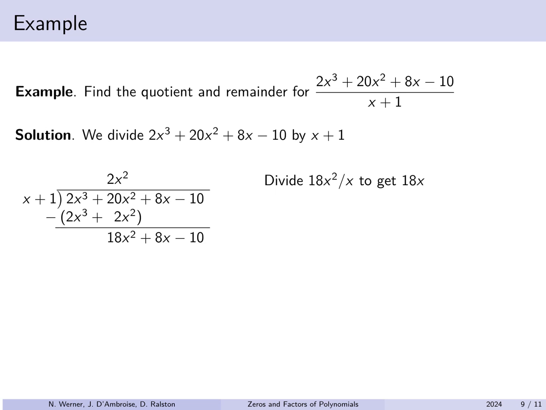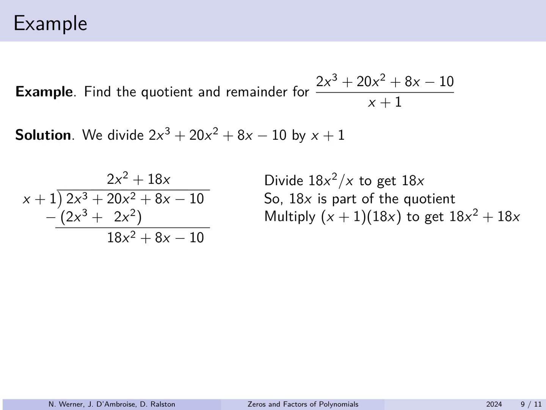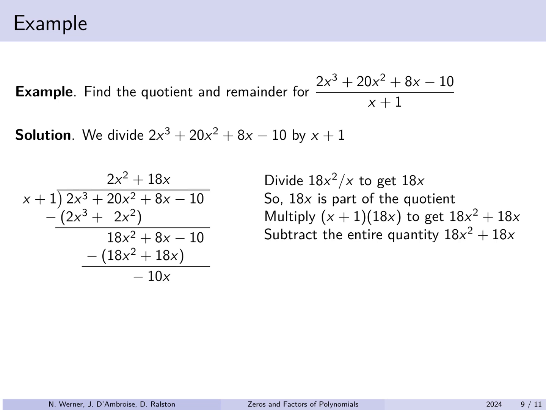Now we continue. Let's divide 18x squared by x to get 18x, that's part of our quotient. Put it with our linear term. Multiply this by the x plus 1 that we're dividing by to get 18x squared plus 18x. So we align those as so. And now we're going to subtract that entire quantity. The x squared term cancels. Hooray. Negative 10x minus 10.